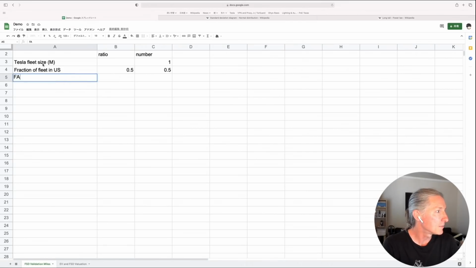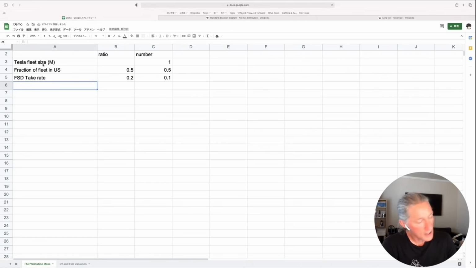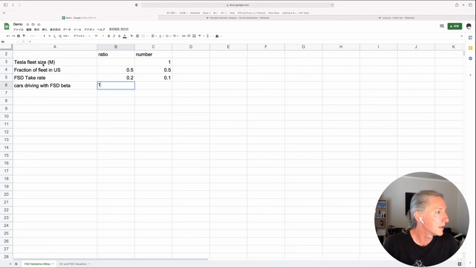Okay, so another limiter on this will be the FSD take rate. So how much of the U.S. fleet actually has FSD? So let's say 0.2 is a number that we've heard, right? And maybe not everybody who has FSD beta in their car is willing to use it. Maybe some people are kind of uncomfortable with this. But we'll just assume people use it as our initial input.